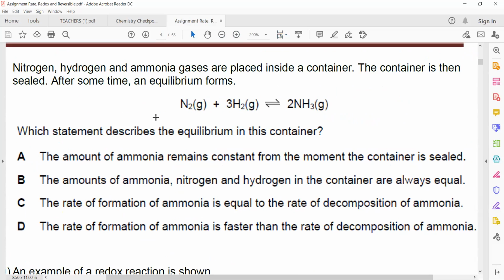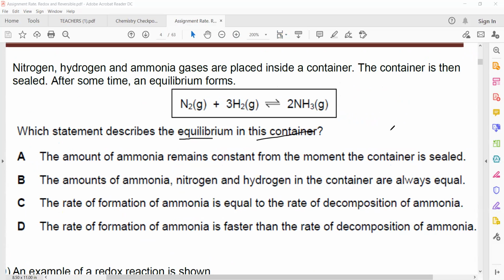Nitrogen, hydrogen, and ammonia are placed inside a container. So it is a reversible reaction, all of them are there in the container. The container is then sealed. After some time, an equilibrium forms. Which statement describes the equilibrium in this container? What's the meaning of equilibrium or balance? What could be the answer here?